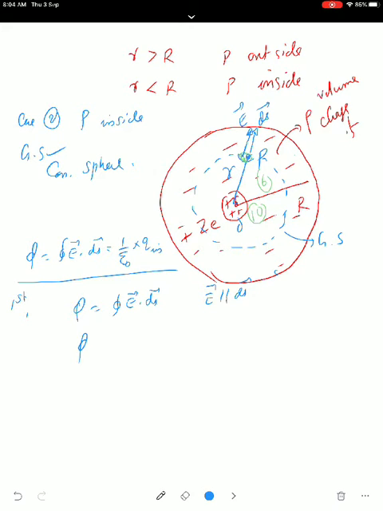So phi is equal to closed integral E ds. E can be taken out of the integral. What is the closed integral ds here? That is the total surface area of the Gaussian surface. So phi is equal to E into 4 pi r square. So the flux is calculated as E into 4 pi r square, just like for any other spherical surface, equation number 1.